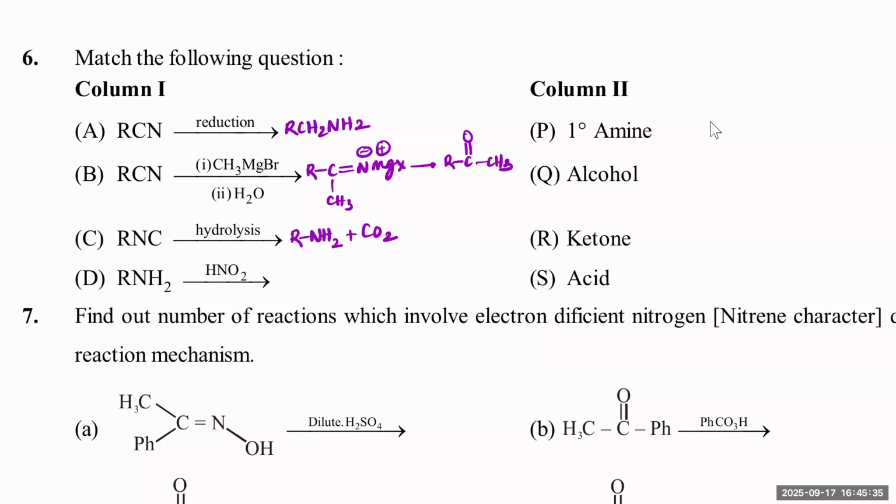And lastly, RNH2 with HNO2. So you will get an alcohol plus N2. So first one we are getting primary amine, which is P. Second one we are getting ketone, which is R. Third one again we are getting primary amine, which is P. And last one RNH2 we are getting alcohol, which is Q. Clear?